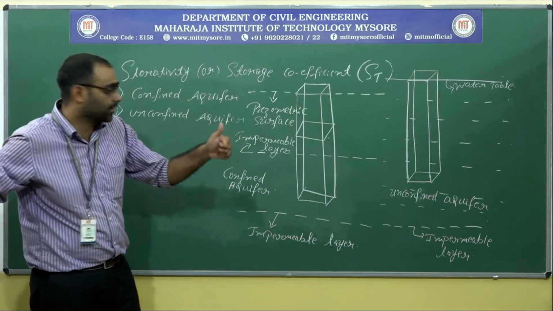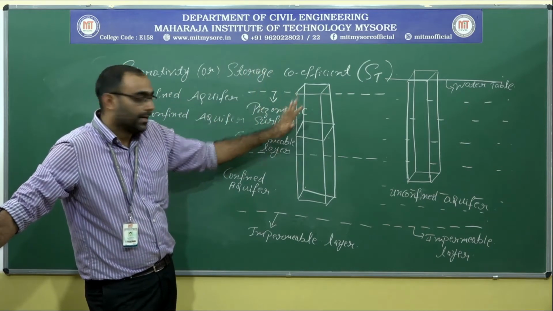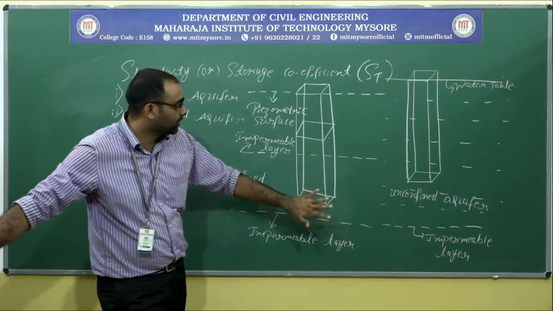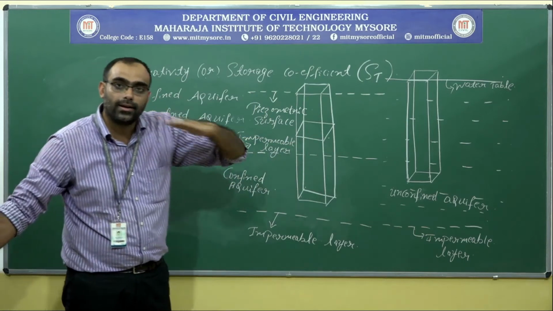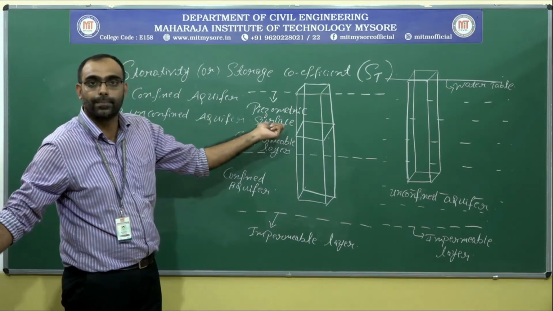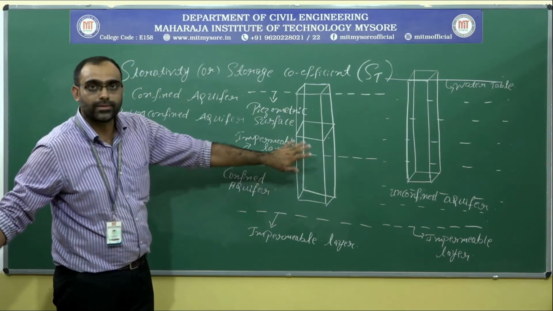Now what do I mean by a piezometric surface? A piezometric surface or a piezometric line is an imaginary line: if this impermeable layer is not there and if the water body is standing freely, it forms a layer or a surface. That surface is called as what? Piezometric surface, okay.